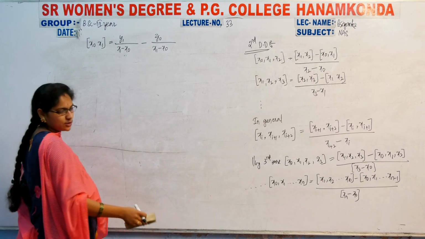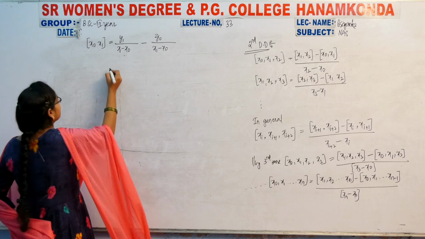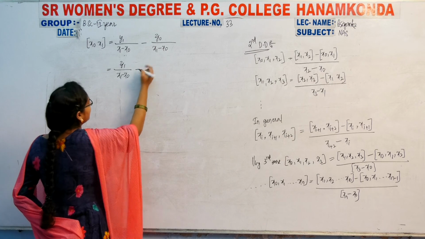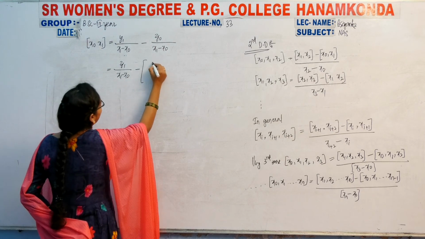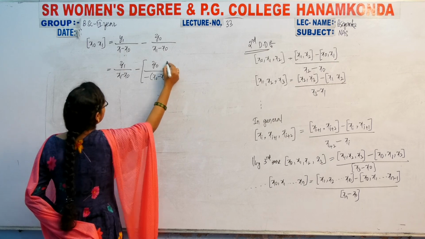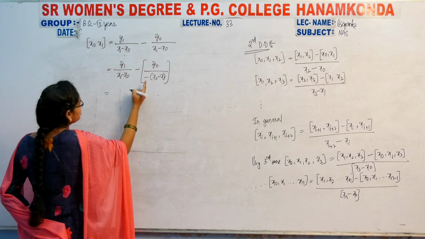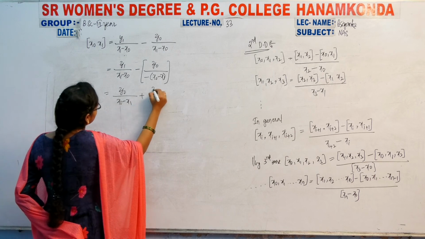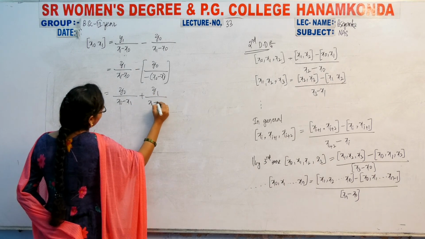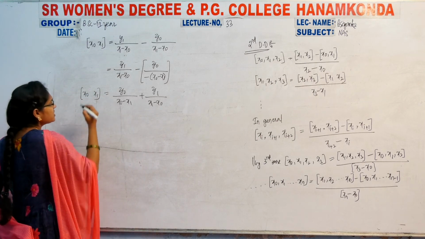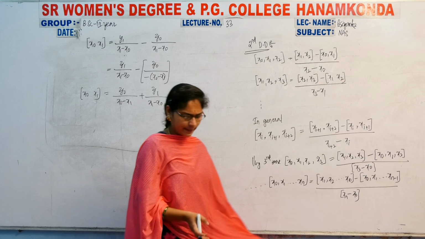Here one value is positive and one value is negative. So y1 by x1 minus x0, and for the second term I am taking minus common. Then we get x0 minus x1. So it is minus into minus plus. So y0 by x0 minus x1, y1 by x1 minus x0. So you can write like this also. I think the previous one is easy to remember.